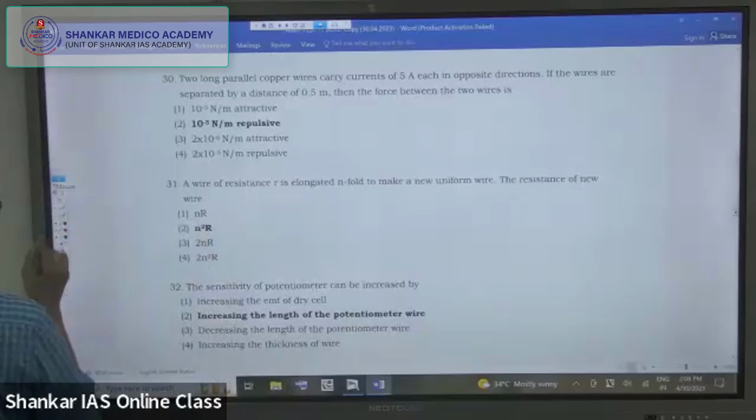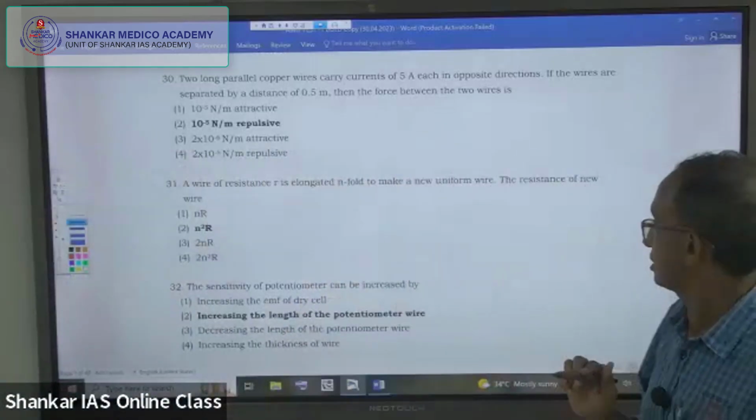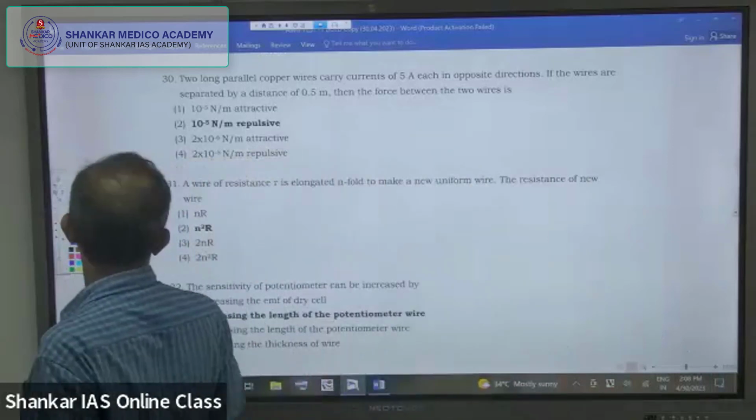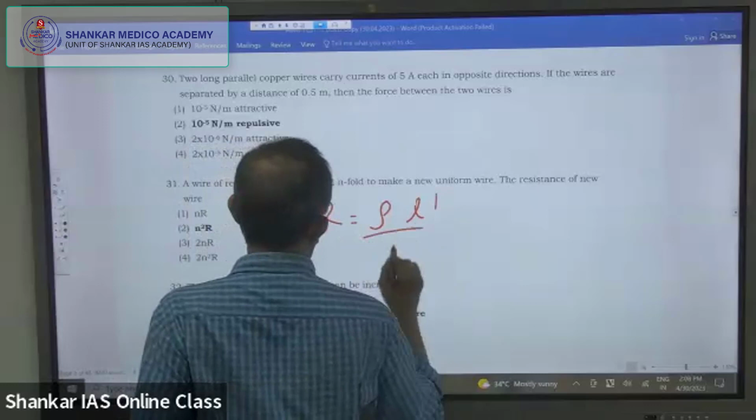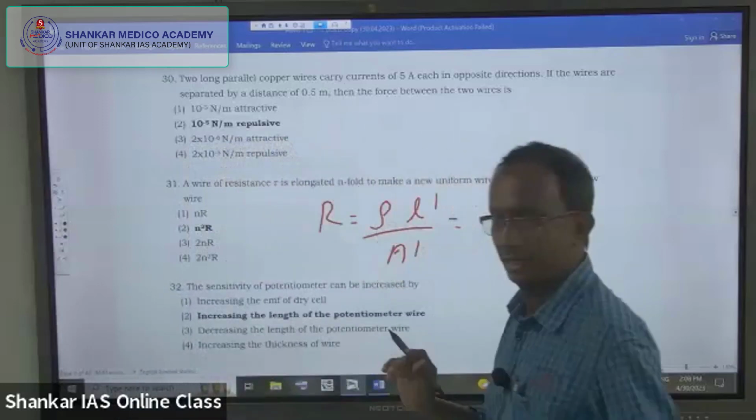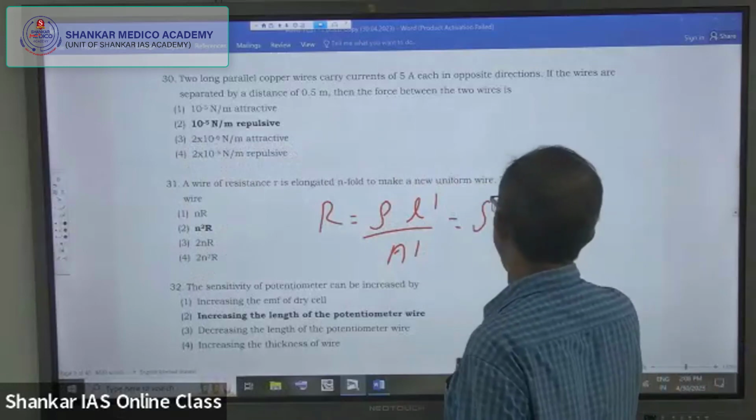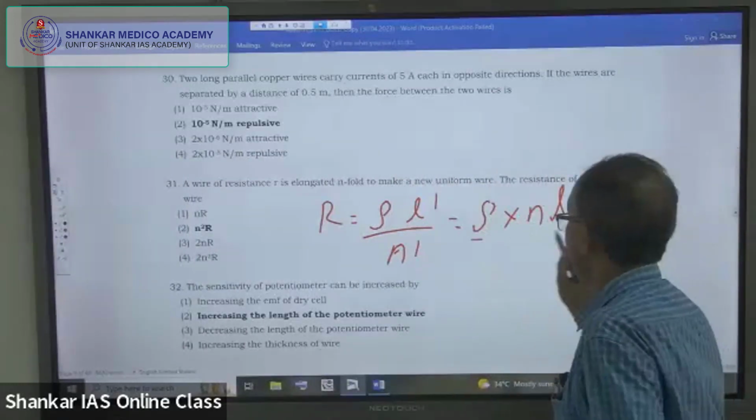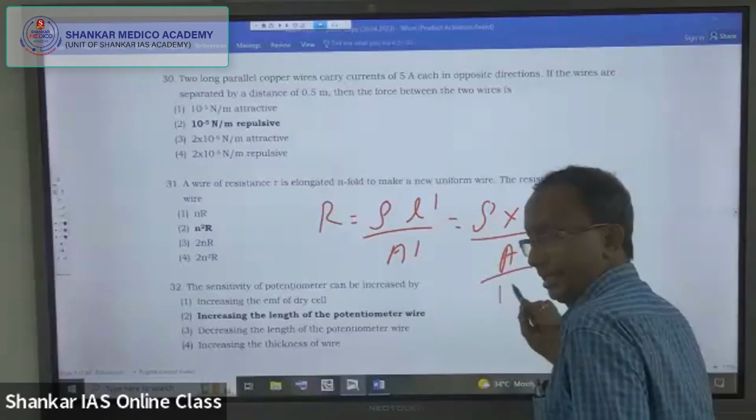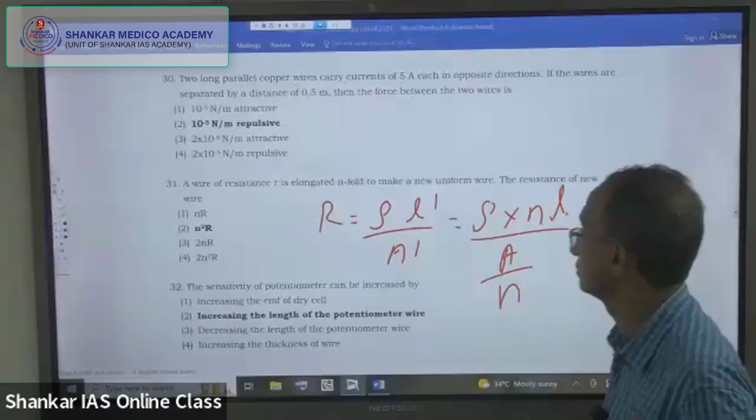Question number 31. Here length is increased n times. R equals rho L dash by A dash. See, when the length is increased n times, area will decrease. So rho into NL, n times increased, but area will decrease by n times. When coming up, n squared R.